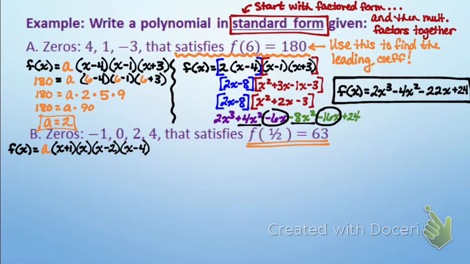Yes, 63 goes in the place of f of x. And we've got 1/2 in the place of x. So I have 1/2 plus 1 times 1/2 times 1/2 minus 2 times 1/2 minus 4. I would absolutely leave this as fractions because you don't get a calculator. So if you're working with decimals, it's going to get real messy. If we leave them as fractions, I multiply my numerators, I multiply my denominators.